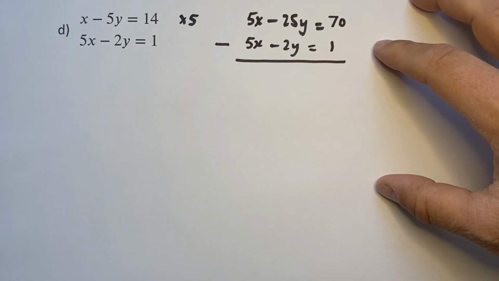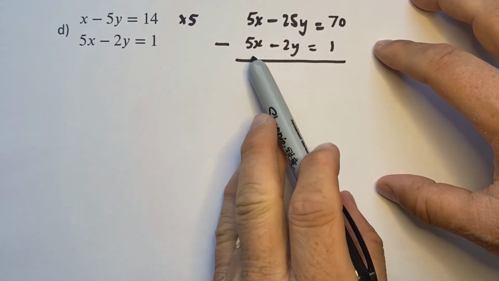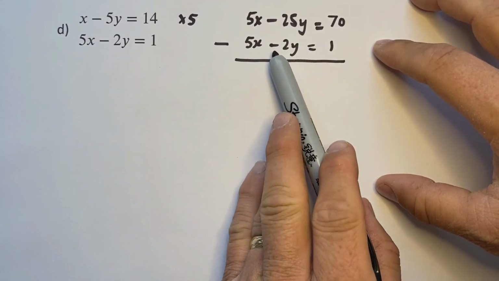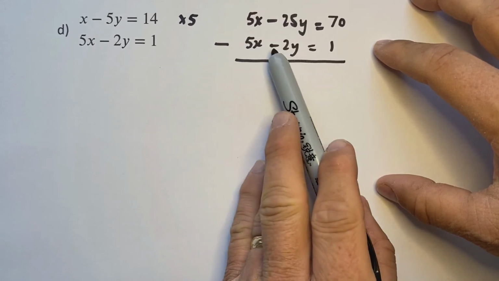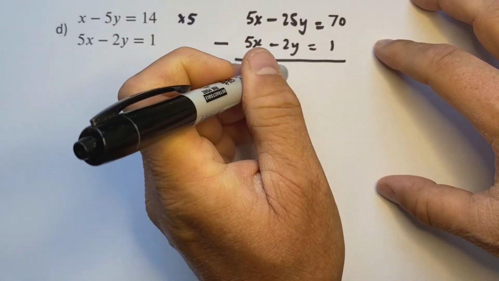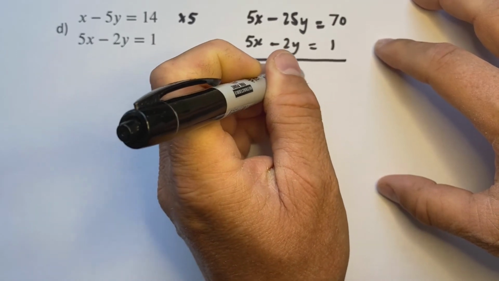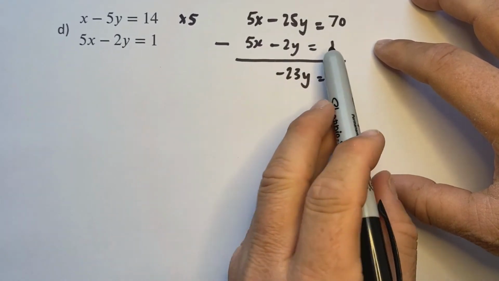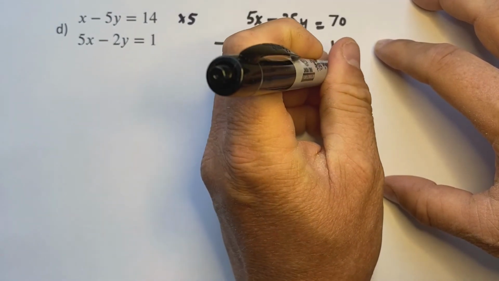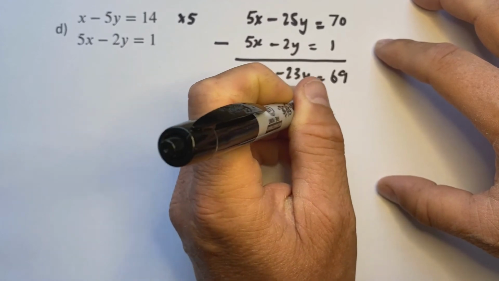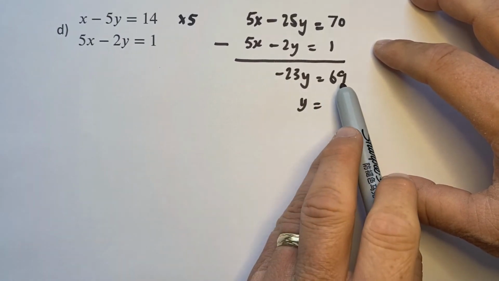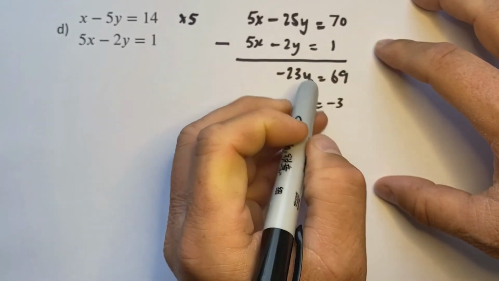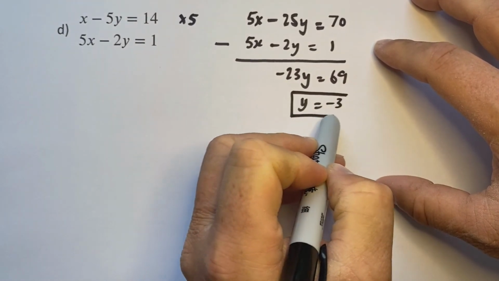Now this is a bit more challenging. Yes, 5x take 5x, nothing. But minus 25y take minus 2y. Minus makes that a plus 2y, but we end up with minus 23y. 70 take 1 is 69. Now 23 goes into 69 3 times, but we've got minus 3. So we've got y equals minus 3 this time.